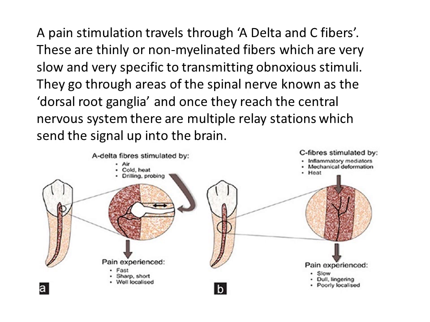So that pain is transmitted from the alpha delta and C fibers. As I said, the C fibers are unmyelinated, while the alpha delta are myelinated. So the unmyelinated ones are very slow, and very specific in transmitting the noxious stimuli. They go through the area of the spinal nerve known as the dorsal root ganglion.